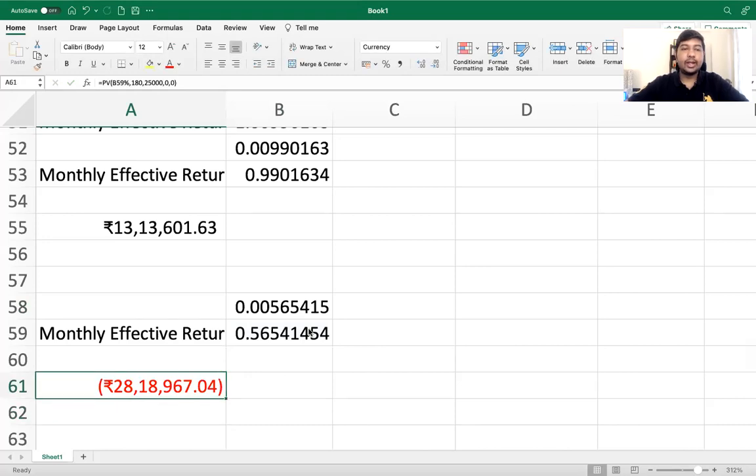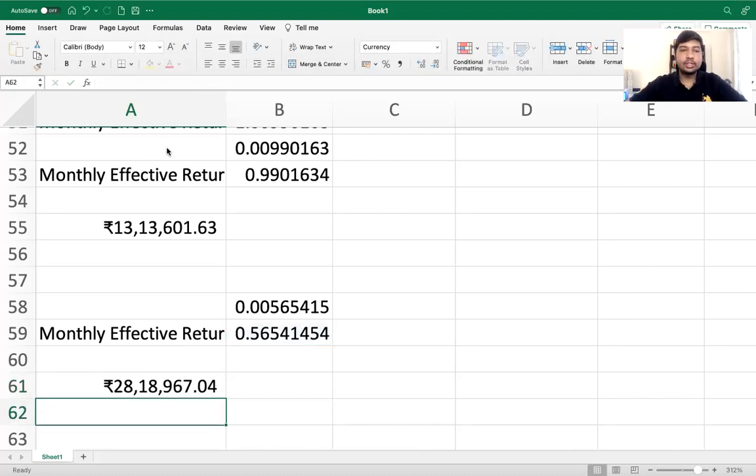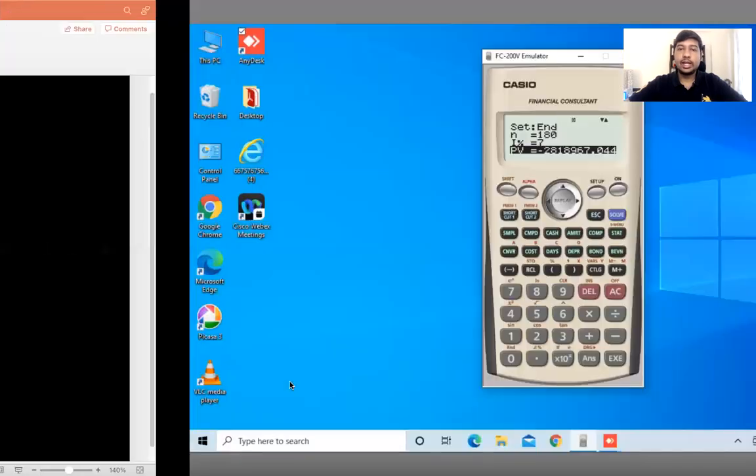You're getting 28,18,967. Since you have to invest this amount, that is why it is showing as negative. In Excel, if you just want to show it as positive, just put a minus sign in front of PV, and this number will get converted into a positive number. So 28 lakh 18,967 is the answer that you get in Excel as well, which is exactly matching with what you see over here.